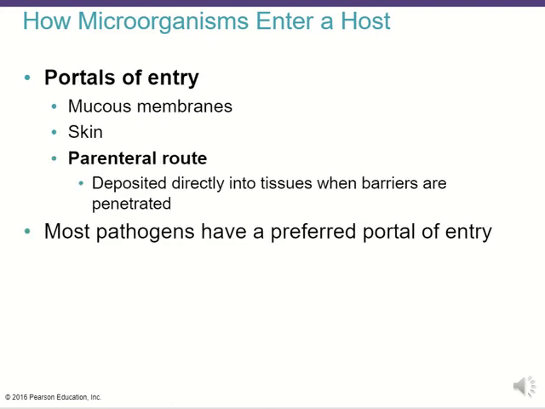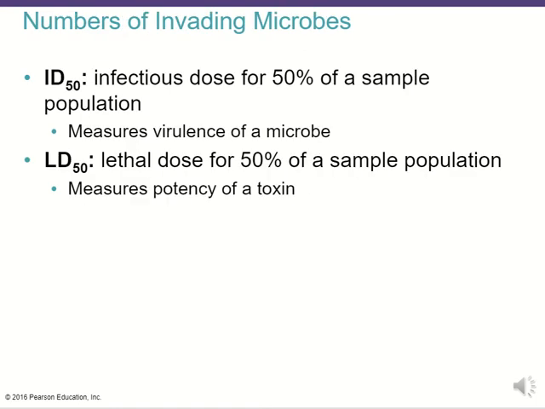There are portals of entry by which something can enter the body, such as mucous membranes or through the skin, as well as the parenteral route, which is when things are deposited directly into tissues when barriers are penetrated, such as in a stab wound or something falling on someone, ripping open their skin, breaking a bone, etc. Most pathogens have a preferred portal of entry to enter the body.